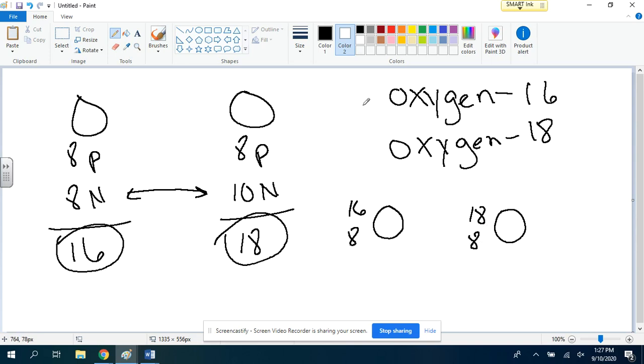So you must know what hyphen notation is. If it asks for it, know how to write it. And if it asks for nuclear symbol, also know how to write that.